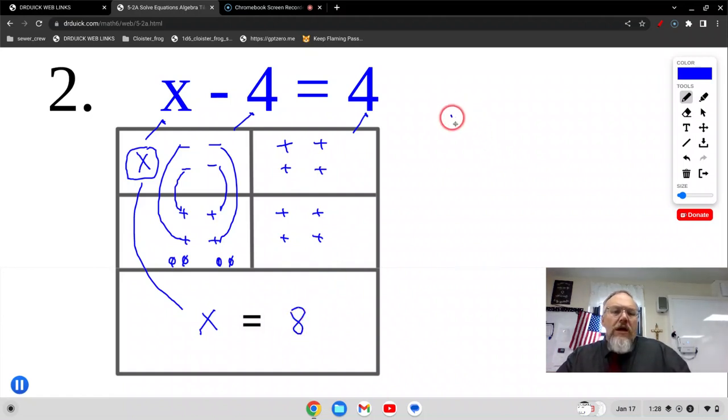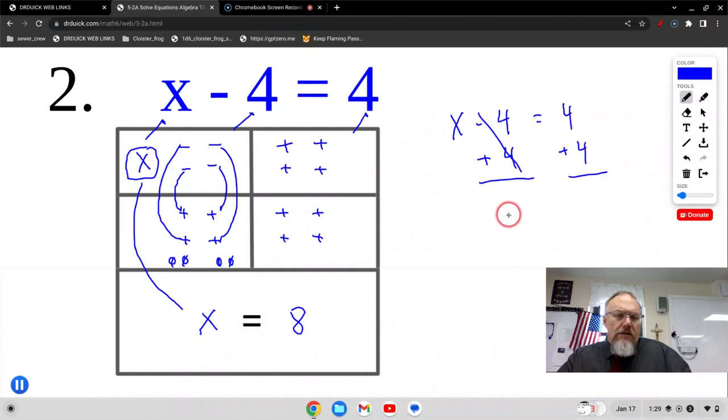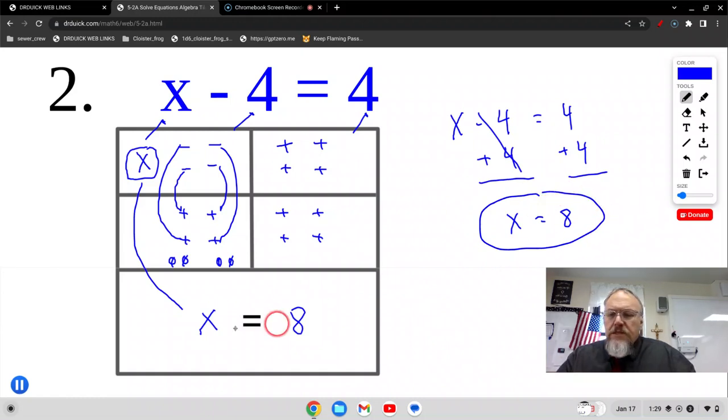To do it algebraically, this is what it would look like. x minus 4 equals 4. I would add 4 to both sides of the equation like this. Draw a line, draw a line. This goes away. You end up with x is equal to 4 plus 4, which is 8. There you go. That's how simple that is.